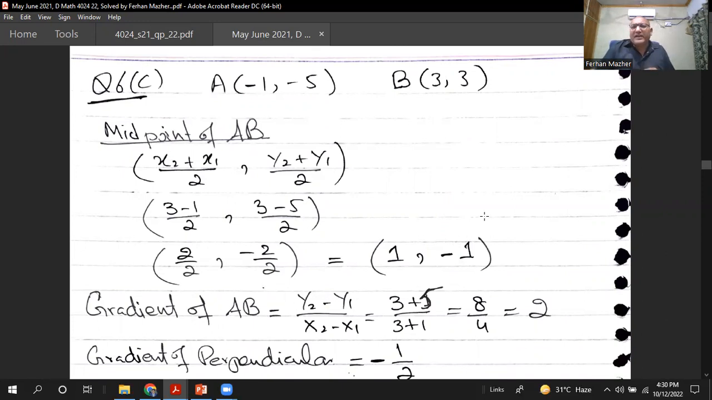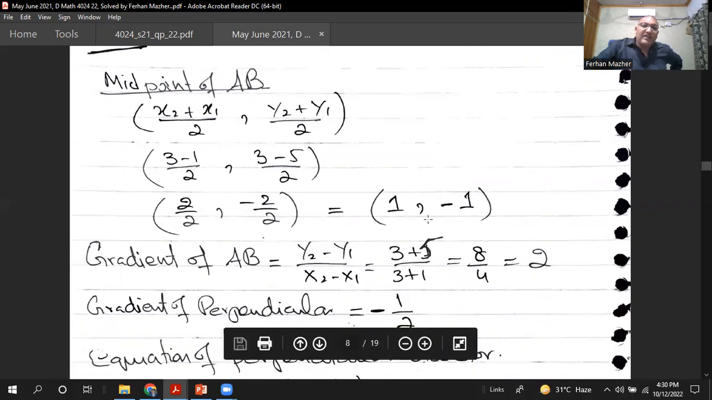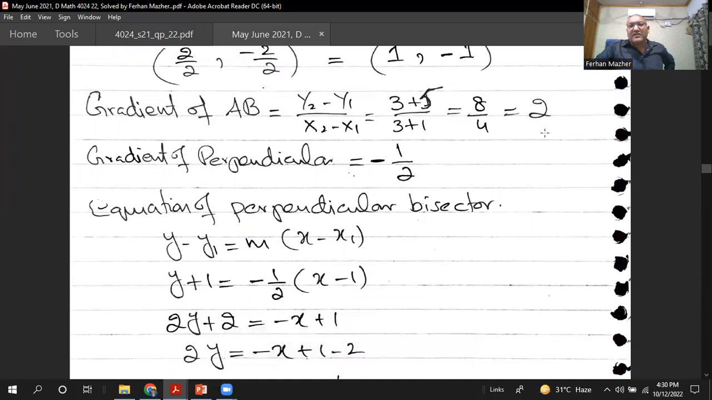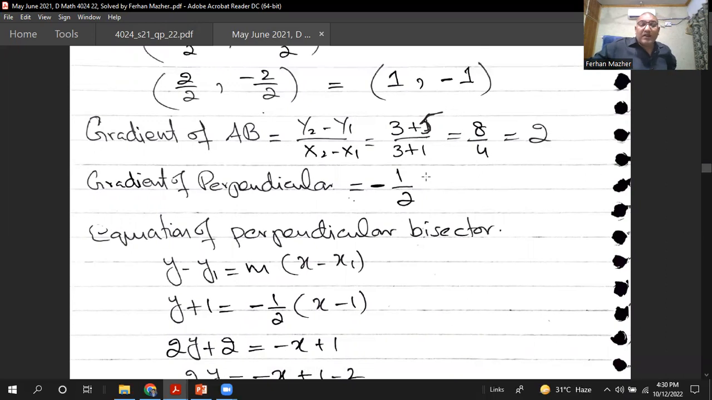The gradient of the perpendicular to AB will be the reciprocal of this gradient, and it will be negative. So it will be minus 1 by 2. Reciprocate it and change the sign. So the gradient of the perpendicular will be minus 1/2. Now the perpendicular bisector is a line which is perpendicular to AB and passes through the midpoint of AB. So I will use the midpoint and the gradient of the perpendicular to find the equation of the perpendicular bisector.